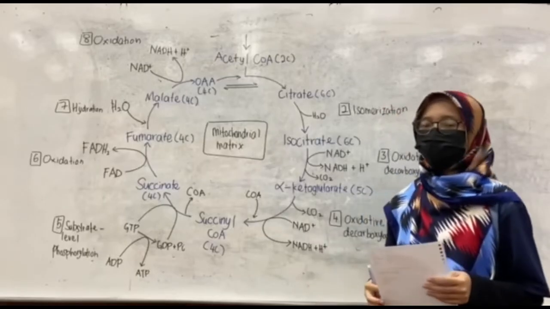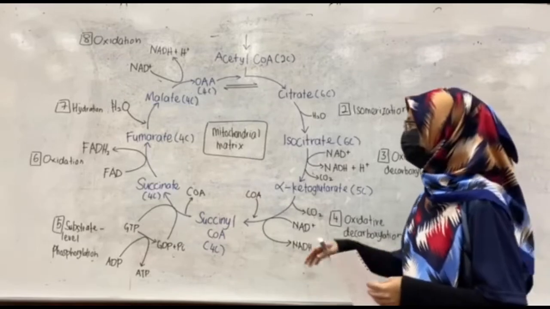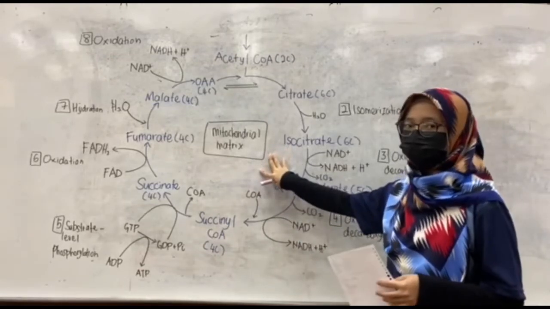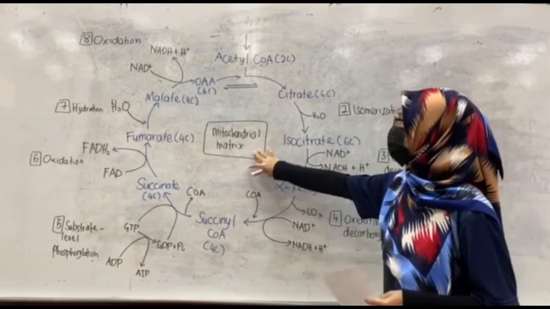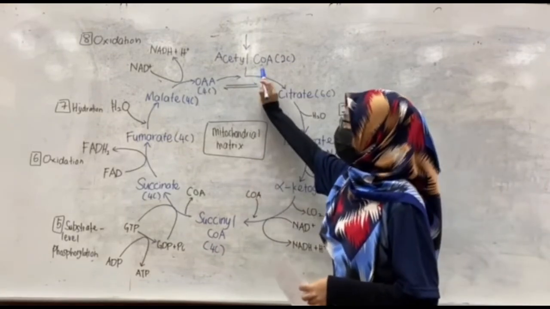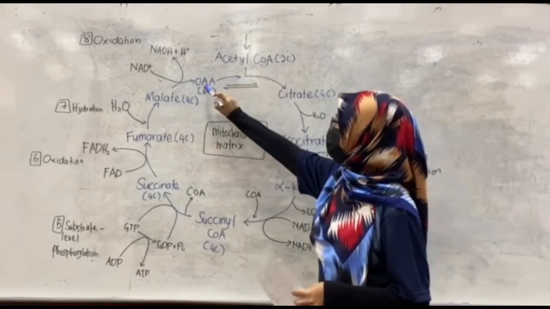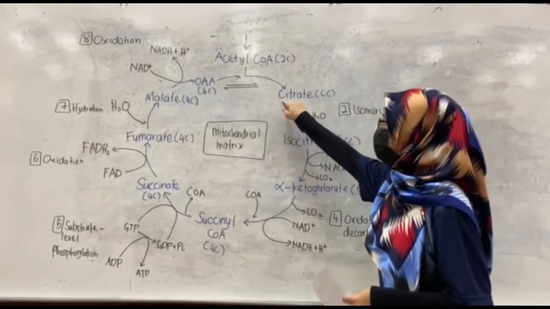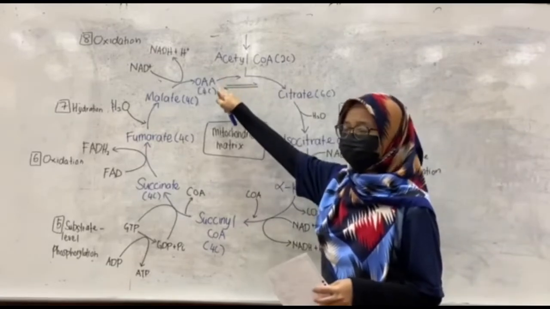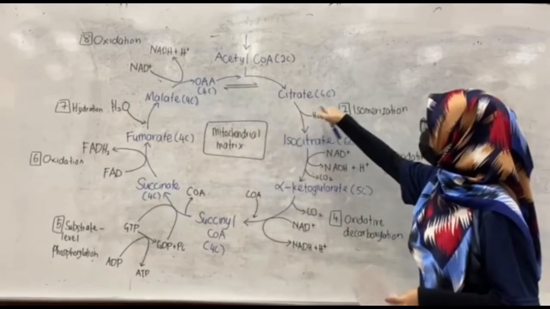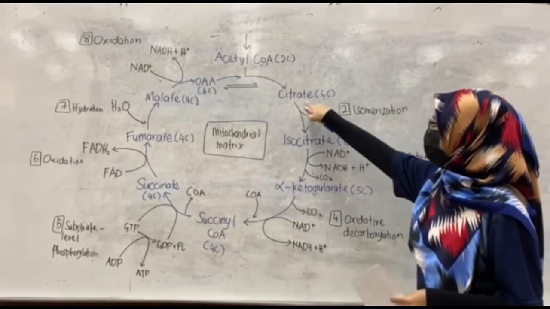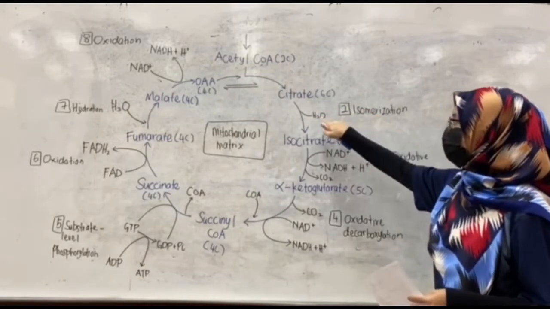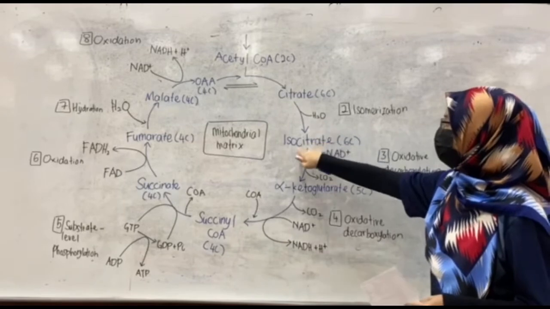Now I will explain in case the question asks about the Krebs cycle. Usually the Krebs cycle occurs in the mitochondrial matrix. First, acetyl-CoA will join with oxaloacetate to form citrate. This reaction is irreversible. The next step, citrate undergoes isomerization. It removes H2O to form isocitrate.